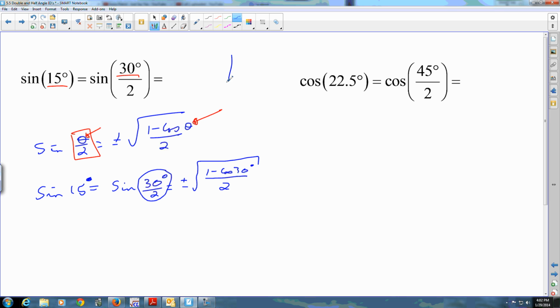Cosine of 30. So once again, you guys got to know the unit circle. Cosine of 30 is going to be square root of 3 over 2. So I've got the square root of 1 minus square root of 3 over 2, over 2. I need a common denominator. It's going to be 2. So this is, and I know I haven't done anything with the plus or minus, 2 minus the square root of 3 over 2, over 2. And this is all inside that root. You're dividing by 2, so it's the same as multiplying by a half. So that's the square root of 2 minus the square root of 3 over 4.